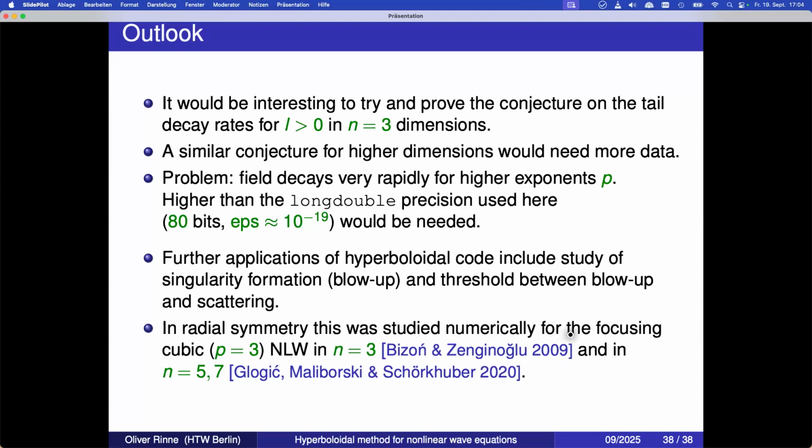And there people looked at the threshold between blow-up and dispersal, and in particular the kind of universal attractor solution that they seem to find. And I think this would be very interesting to try and reproduce going beyond radial symmetry.